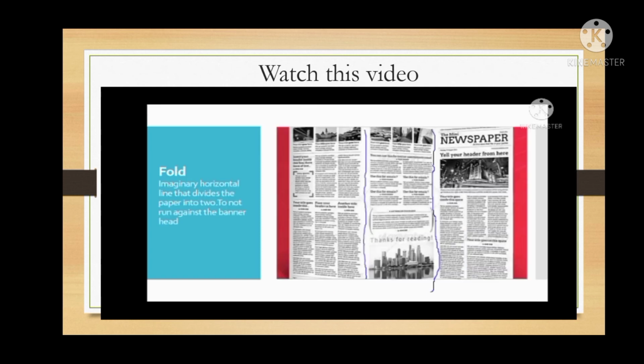Next is the fold. So this is the imaginary horizontal line that divides the paper into two so as not to run against the banner. So take note of this fold so that the news and information do not get cut off, so our readers are not confused about where they are and where the continuation is.